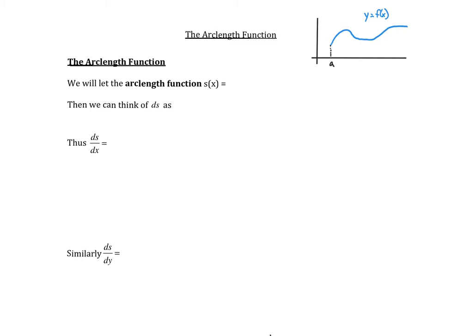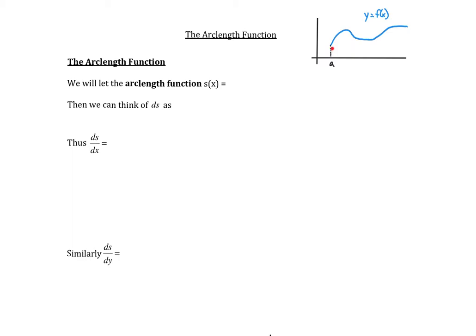Let's talk about the arc-length function, which is a little bit different than what we had talked about before. Okay, I want you to imagine that we have some pre-established path, like this curve y equals f of x. So you can think of this as a pre-established path. And our starting point is going to be x equal to a.